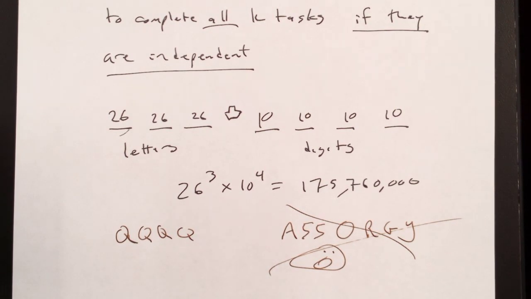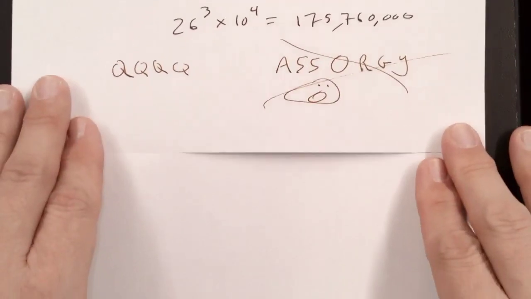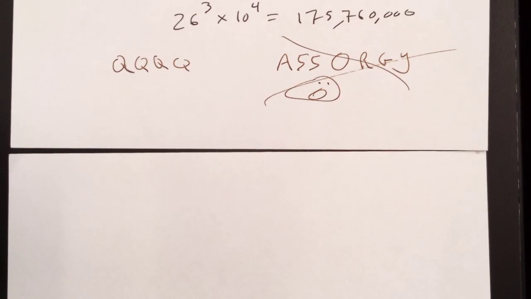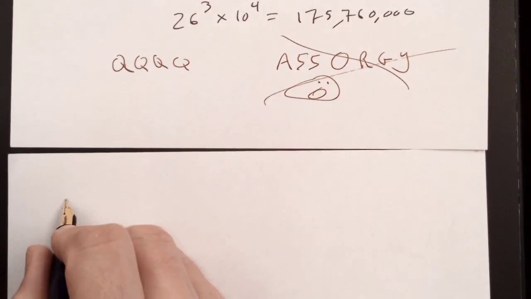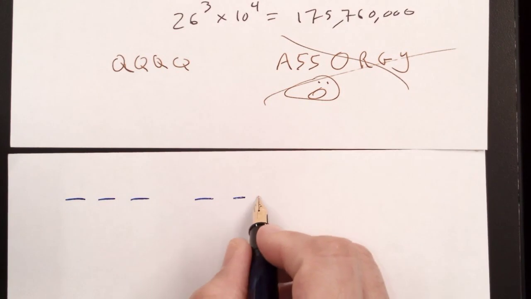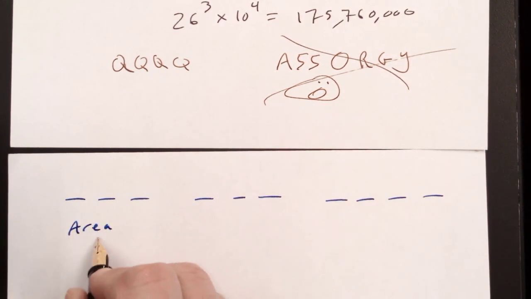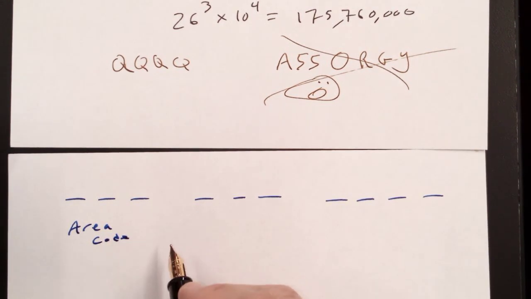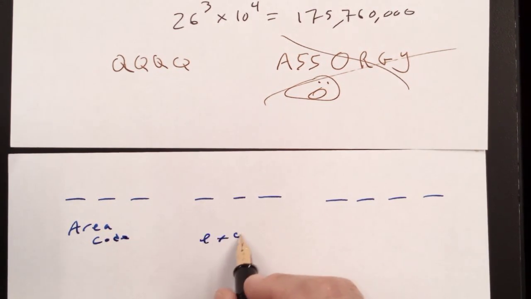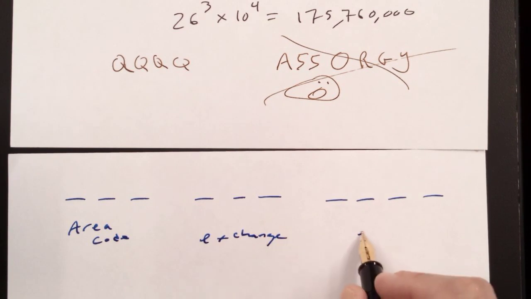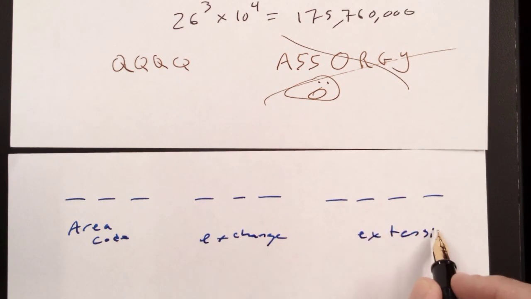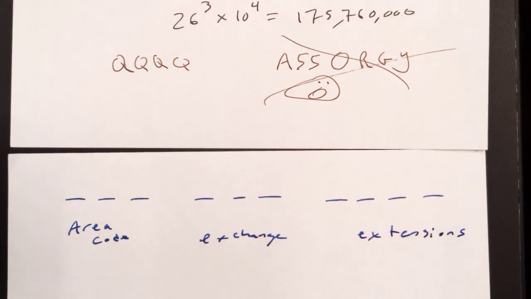I asked about phone numbers. A phone number with an area code consists of 3 parts. The area code, the exchange, and the extension.